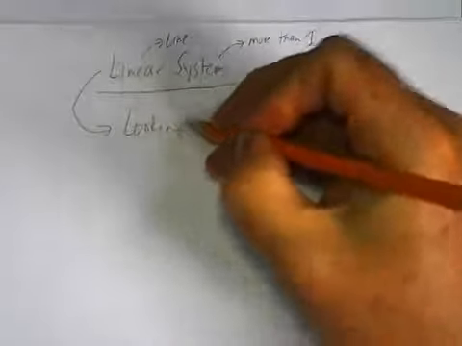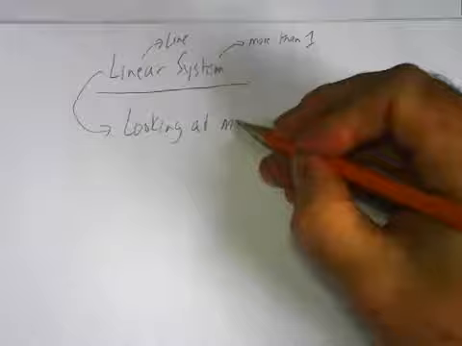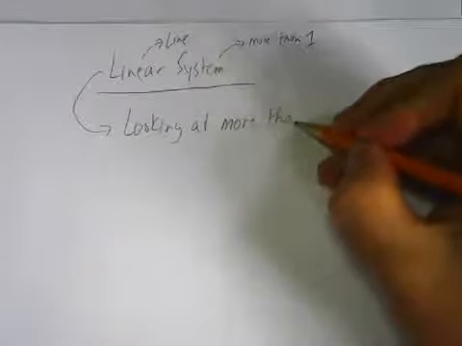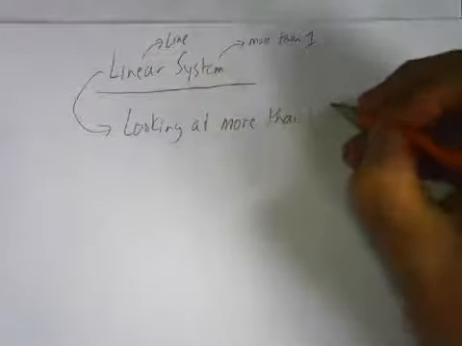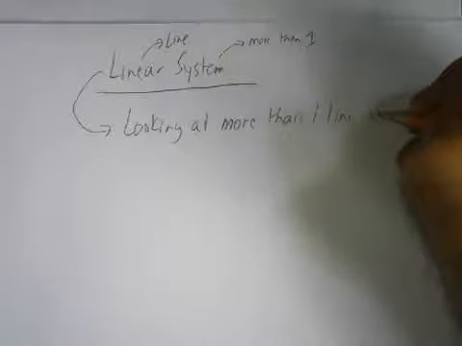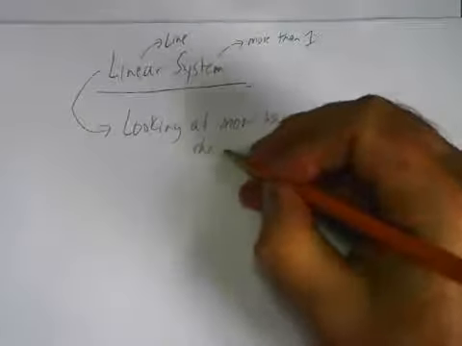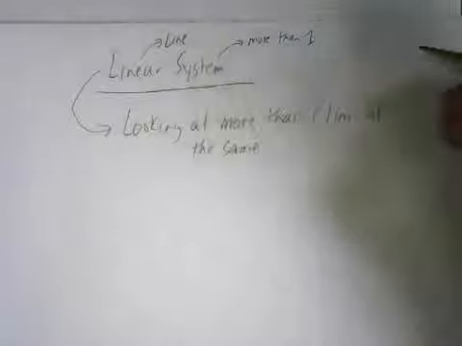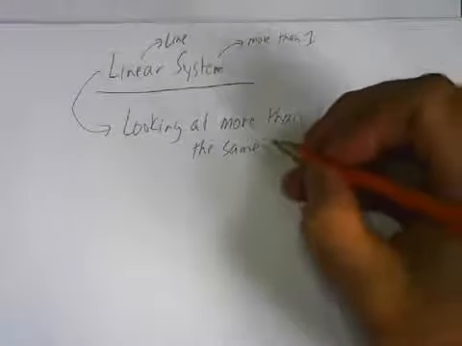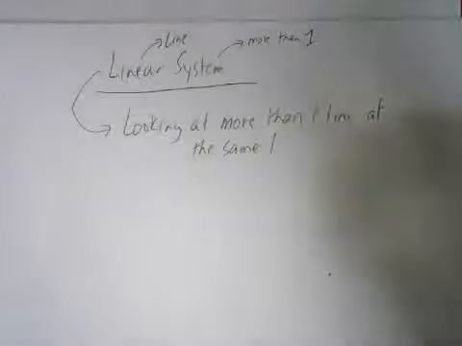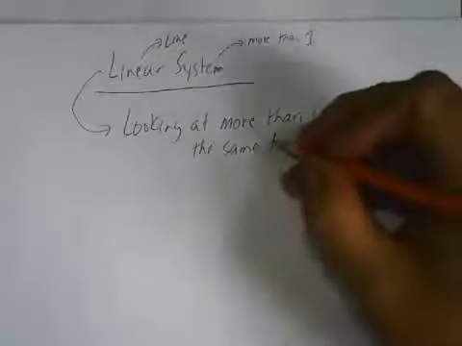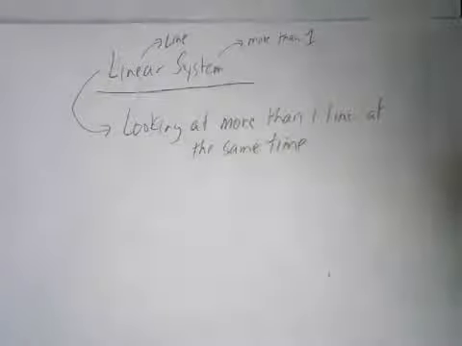So overall, a linear system is looking at more than one line at the same time. You could have 2, 3, 4, all sorts of numbers. Let me finish this before I forget.